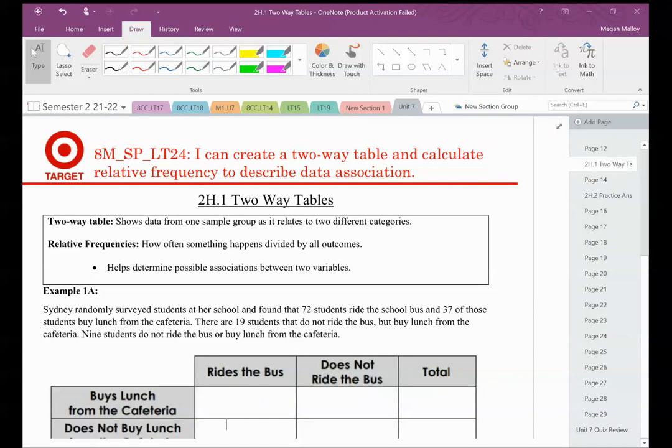In this video, we're going to look at Learning Target 24. I can create a two-way table and calculate relative frequency to describe data association.